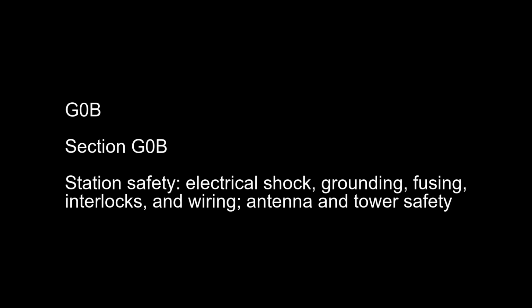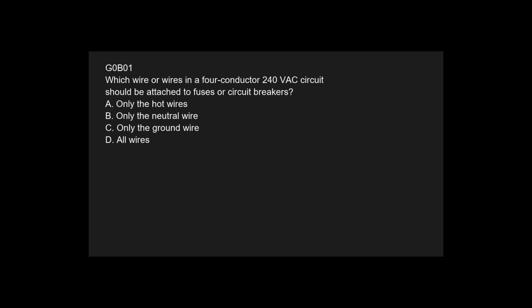Section G0B. Station Safety, Electrical Shock, Grounding, Fusing, Interlocks, and Wiring, Antenna and Tower Safety. Question: which wire or wires in a 4-conductor 240 VAC circuit should be attached to fuses or circuit breakers? The correct answer is A.